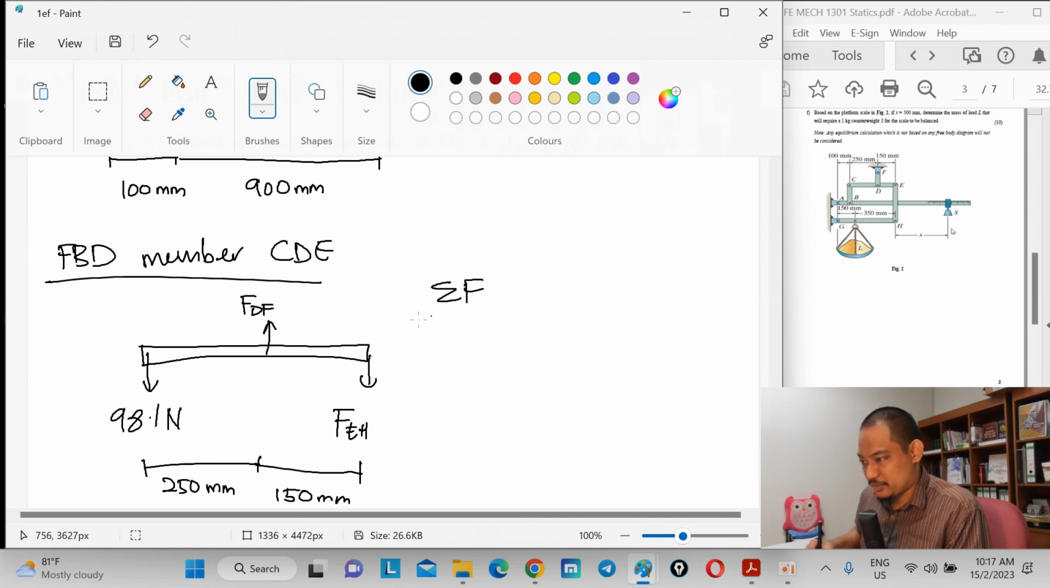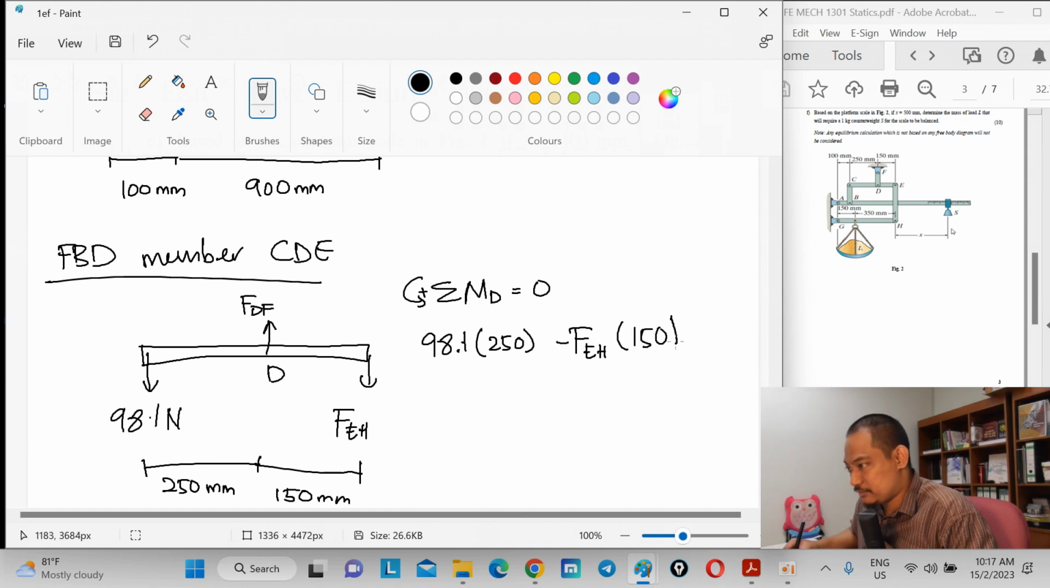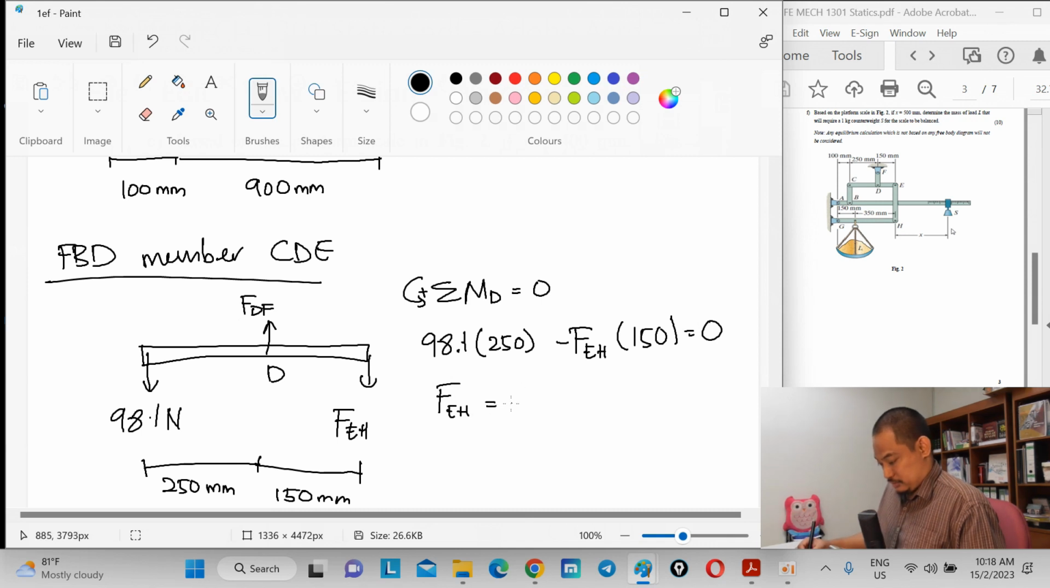So in this case, summation of force, because this is point D, right? Summation, not force. Summation of moment point D equal to 0. So this is point D. If you take counterclockwise as positive, you have 98.1 times 250, and then minus FEH times 150 equal to 0. 98.1 times 250 divided by 150, 163. So FEH is 163.5 Newton. And then we have FEH.